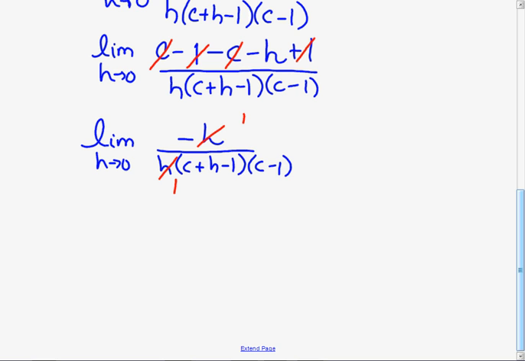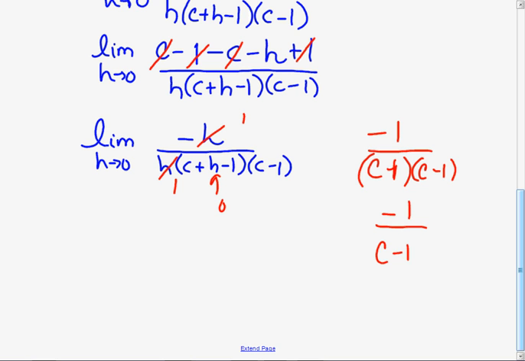Now for the calculus, let H go to 0, so that's going to be 0. That's it. So it's negative 1 over C minus 1 times C minus 1, or negative 1 over C minus 1 squared. Okay, I was just finding the derivative. We haven't done the problem yet.